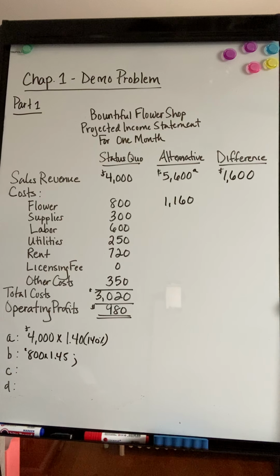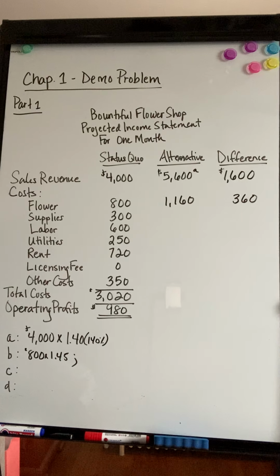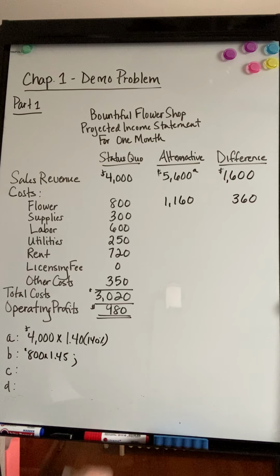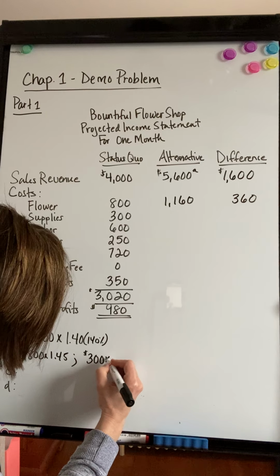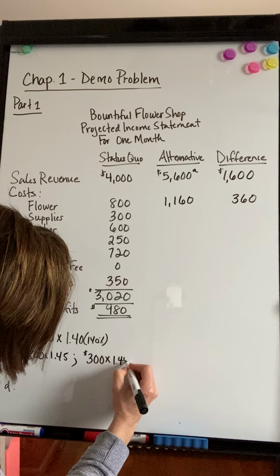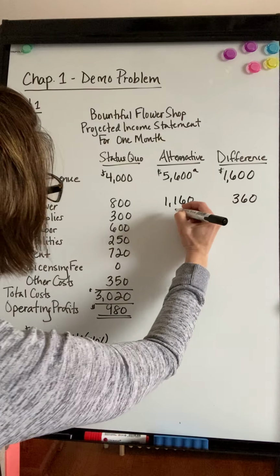Okay, and that's a difference of 360 over here. Hopefully I'm lining that up as well as I can for you. Supplies, right? Also going up by 45%. The amount of supplies was 300. So you got 300. You want to multiply that times 1.45. And 300 times 1.45 is 435.